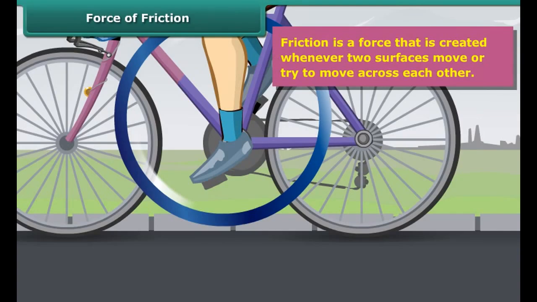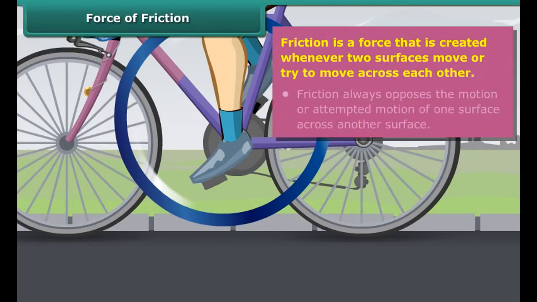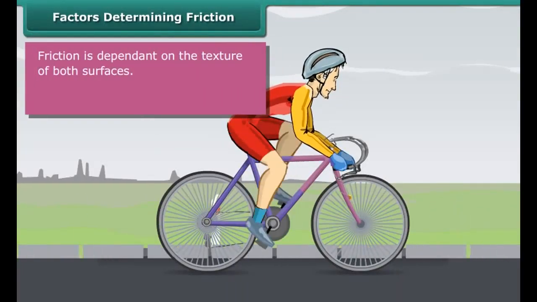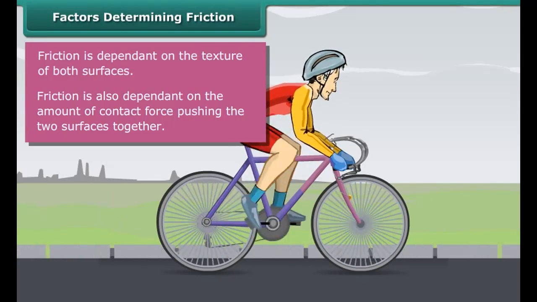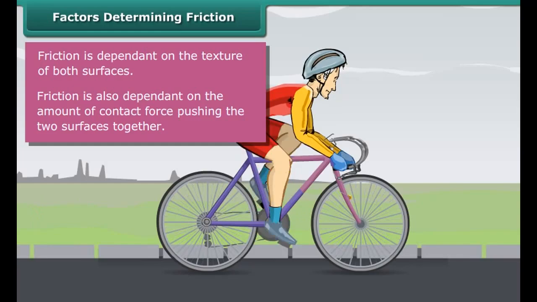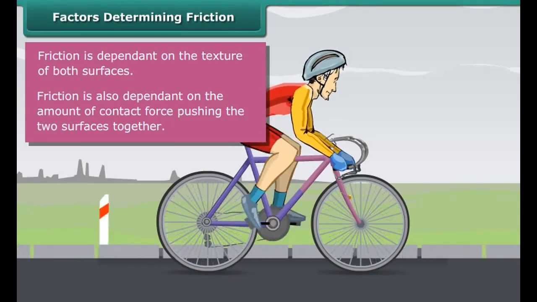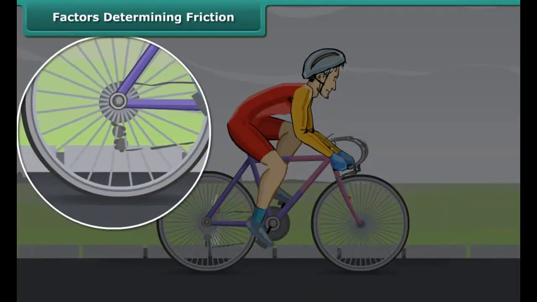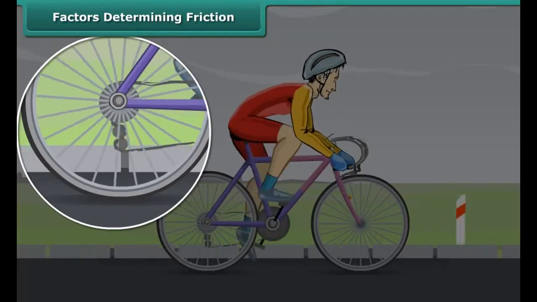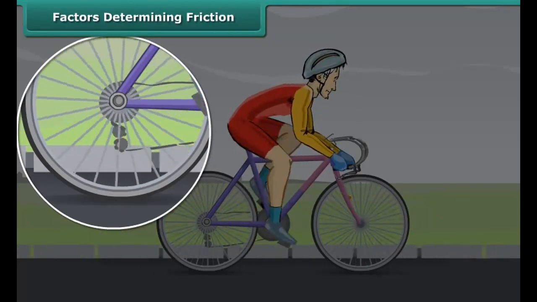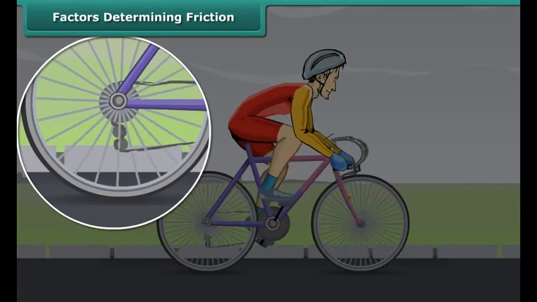Friction is a force that is created whenever two surfaces move or try to move across each other. Friction always opposes the motion or attempted motion of one surface across another surface. The force which resists the motion of a body while moving on a surface is called friction. Friction is dependent on the texture of both surfaces. Friction is also dependent on the amount of contact force pushing the two surfaces together.